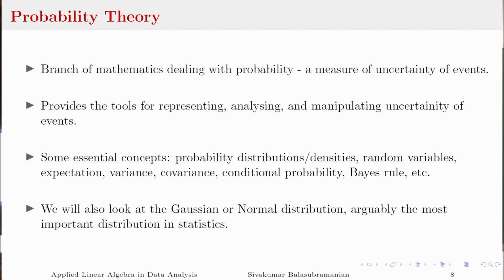Probability theory, again a branch of mathematics, deals with probability, which is a measure of how uncertain an event is. It provides tools for representing, analyzing, and manipulating the probability of events. Some of the topics that we will talk about are probability distributions, densities, random variables, expectation, variance, covariance, and things like that. And more importantly, things like Bayes' rule. We won't talk about any specific probability distribution except for the Gaussian or normal distribution, which is arguably the most important distribution in statistics.